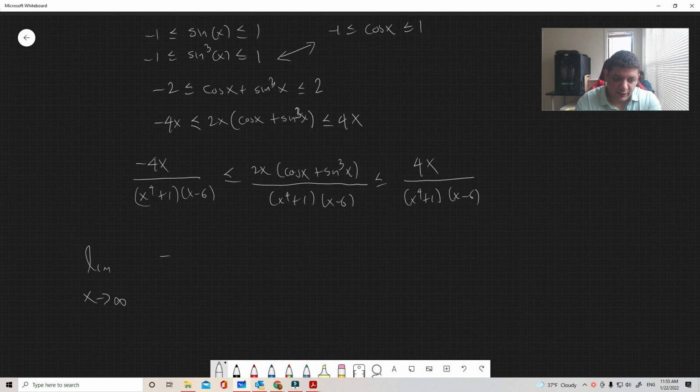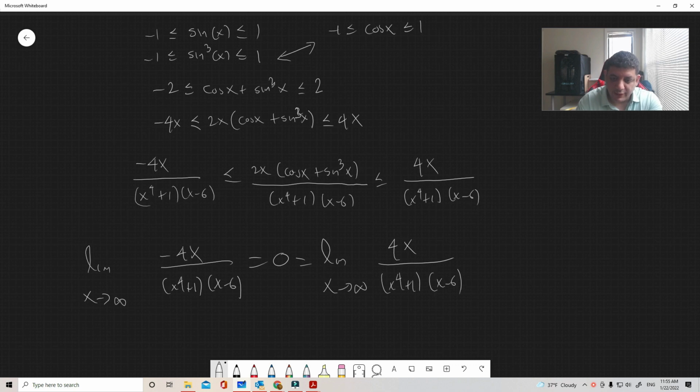If I take the limit when x goes to infinity of this, it is going to be 0, which is the same as the limit when x goes to infinity of this. Essentially what is happening is that the bottom is going to grow so much faster than whatever is in the top, and so that's why this is going to go to 0. More explanation on this in the comment section.